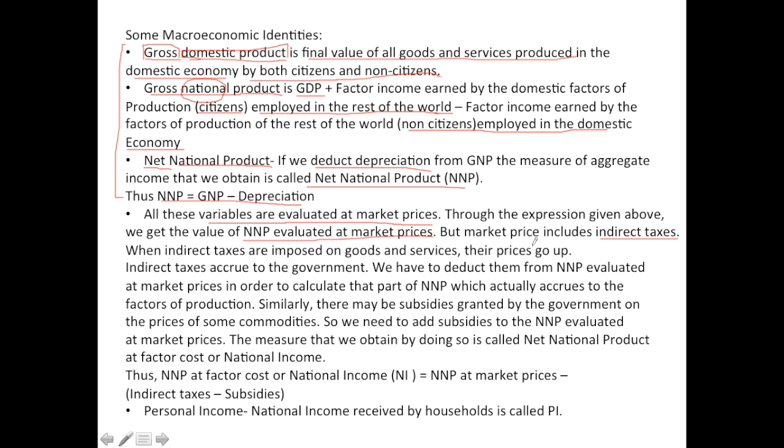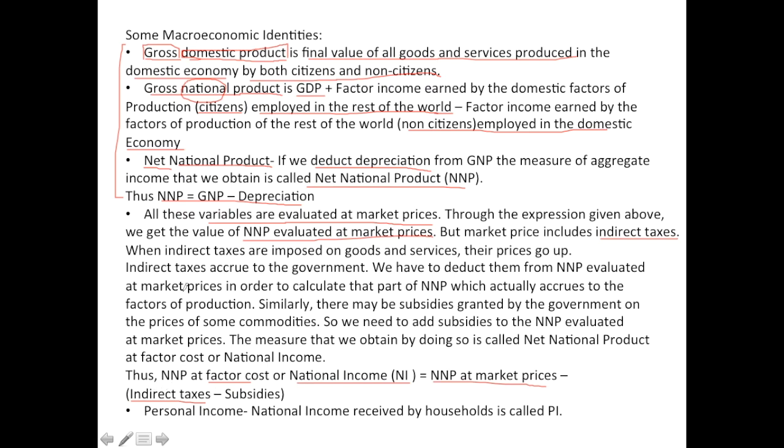If you want to come to factor cost, that is the cost of that product before it goes to the market. What is that factor cost? You reduce that indirect tax because that is increasing the price of the product when you put it in the market. That is why, to come at NNP or national income at factor cost from NNP at market price, you reduce indirect tax. See here, indirect tax has been reduced or removed.